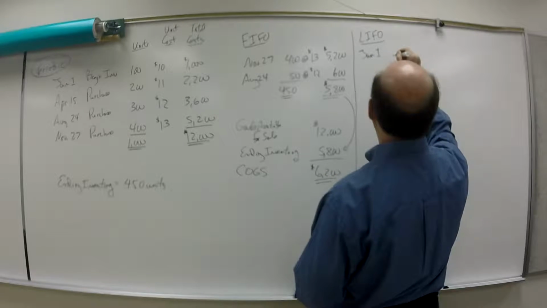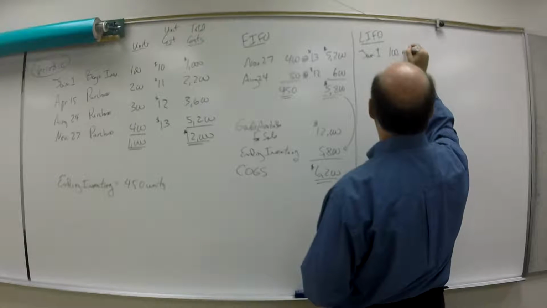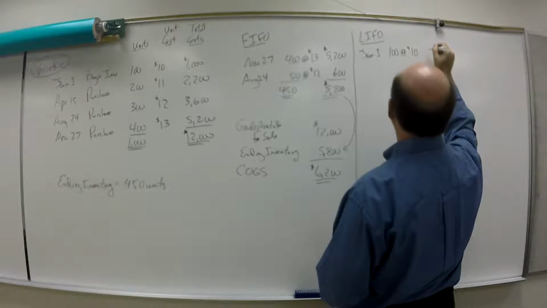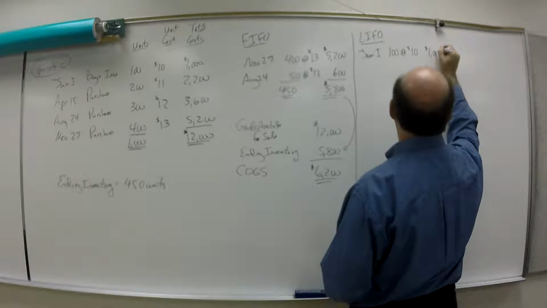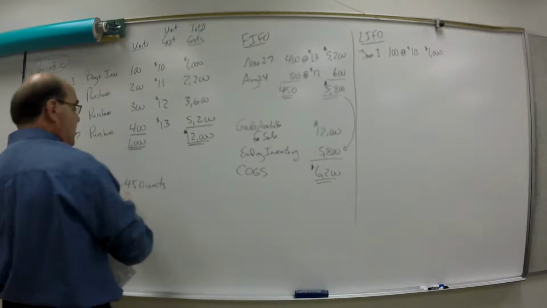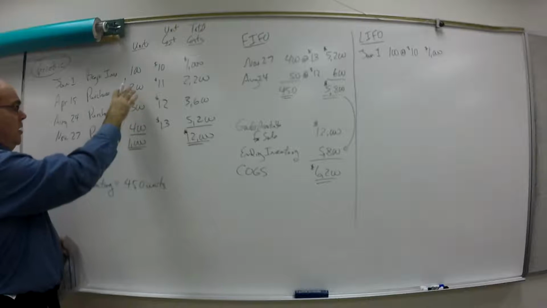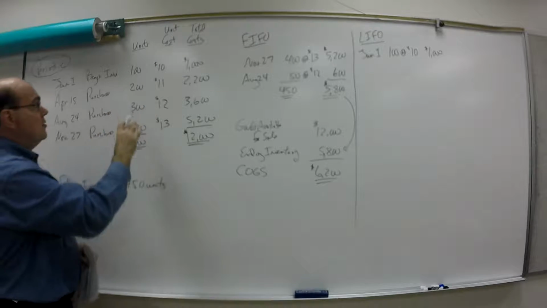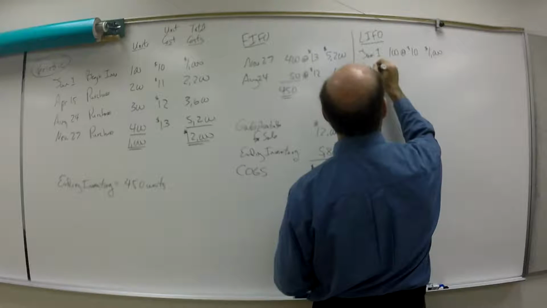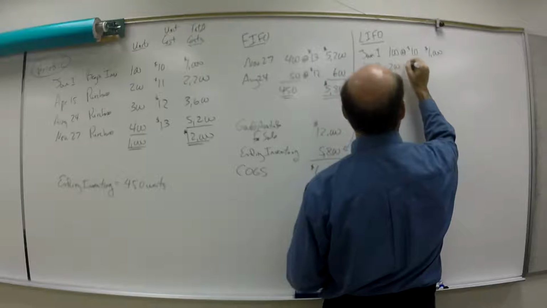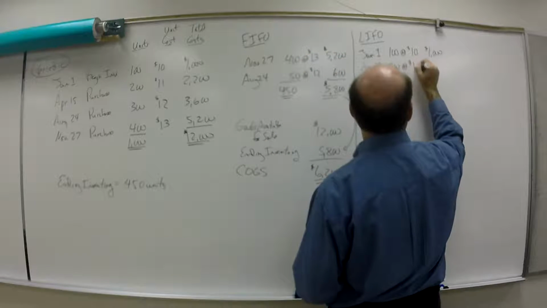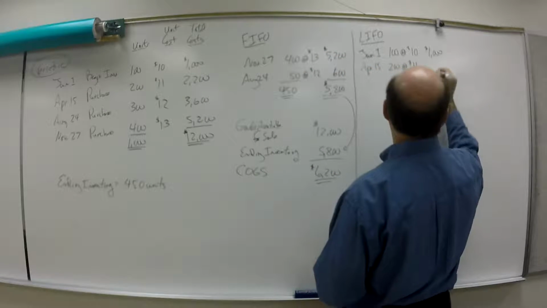And we had 100 there at $10. So that's 1,000. So that's 100 of the 450, but we still need some more, don't we? Yep. So we come down here, well, there's 200. So let's take those 200. That's April 15th. 200 at 11. And that's going to be 2,200.